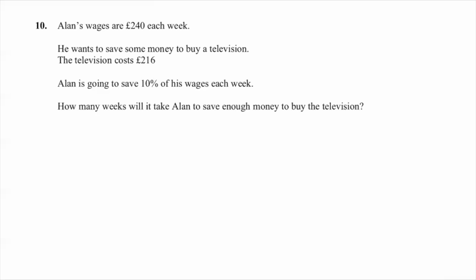Okay, so Alan is going to save 10% of his wages each week. So that's the first bit that we need to do. We need to work out 10% of 240. Now, most people will divide by 10 to get that, and our answer is 24. We've got to work out how many weeks it's going to take to save the money. So we want 216. We're saving 24 every week, so we'll divide through by the 24, and we get an answer of 9. So the answer is 9 weeks.